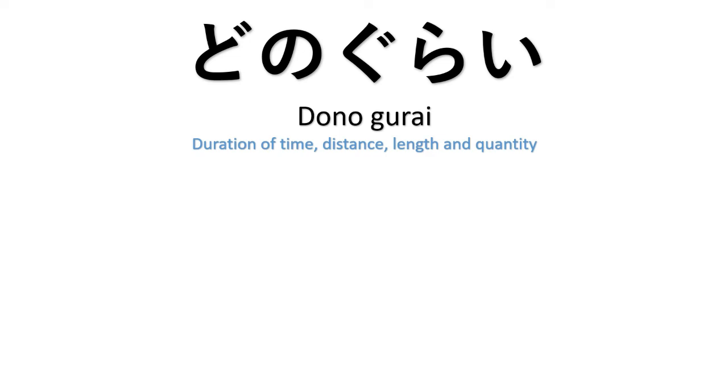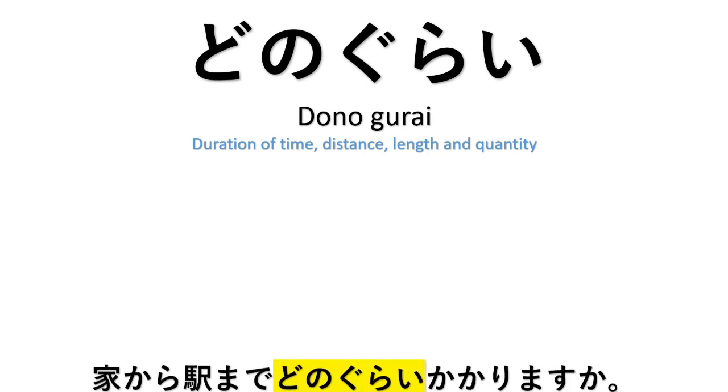Next is Donogurai. Donogurai is asking the duration of time, distance, length, quantity, among others. So Donogurai, how long, etc. So we're going to check the sentences.